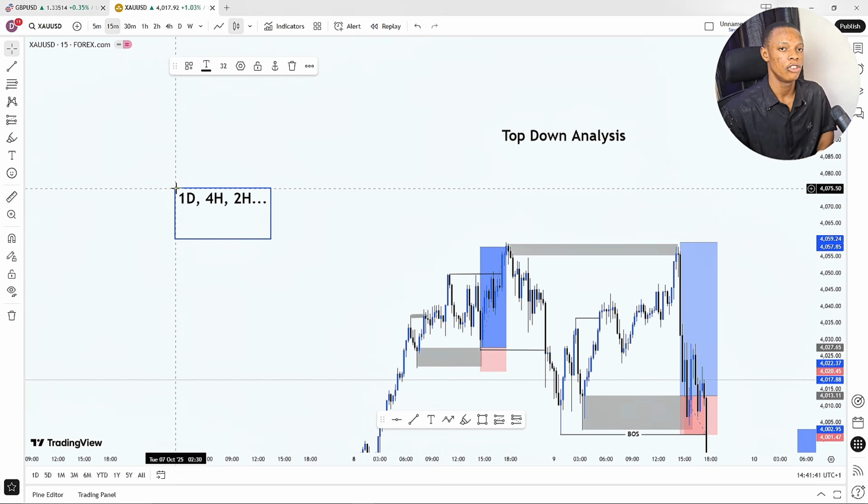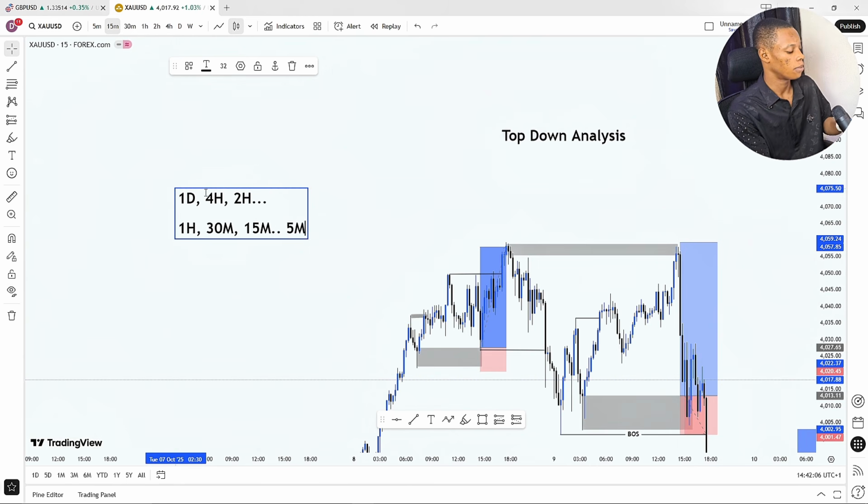Then for my entry to execute my trade, I use 1 hour, 30 minutes, and the 15 minutes time frame. These are the 3 time frames I use for my entry. Sometimes I do go to the 5 minutes time frame. The 5 minutes time frame is more of me scalping, so I only use it sometimes, right? So these are the 3 different time frames I use for my entry.